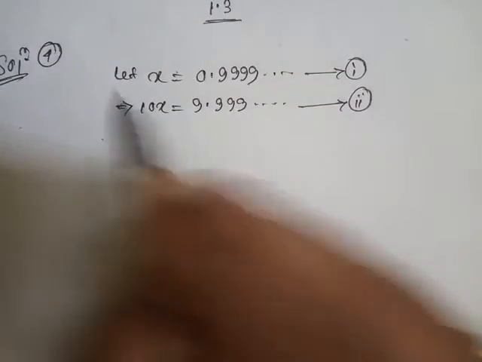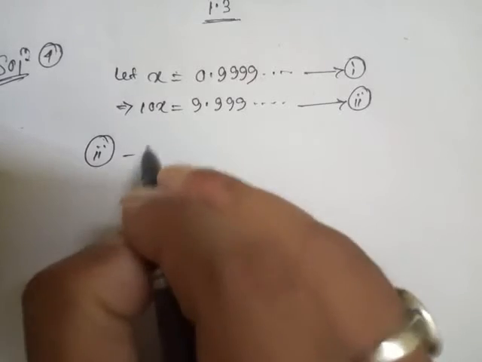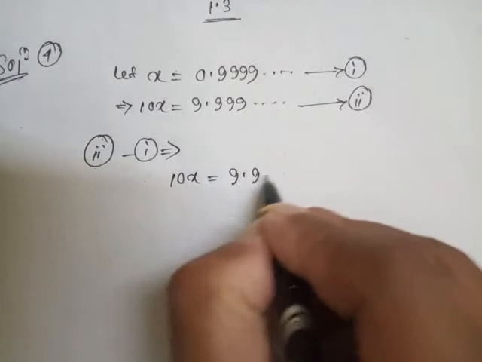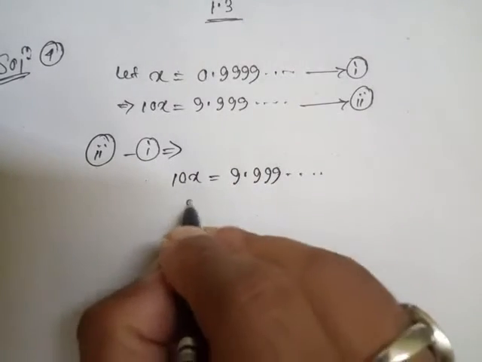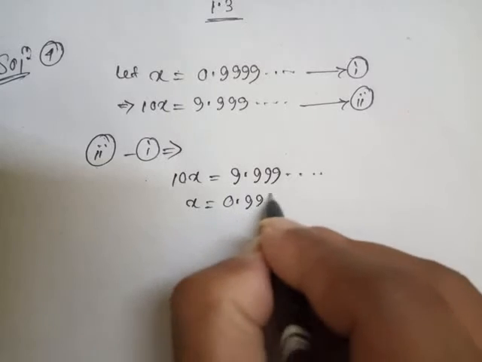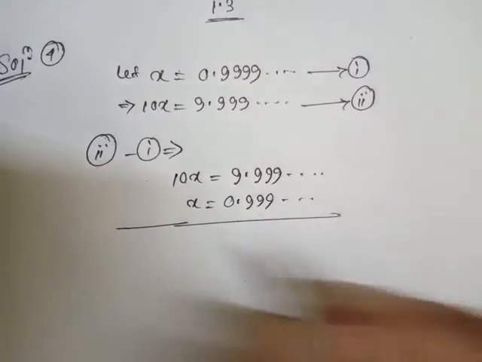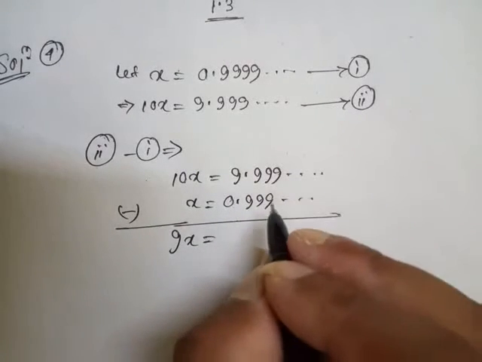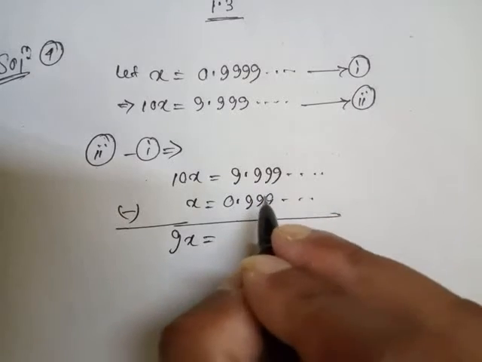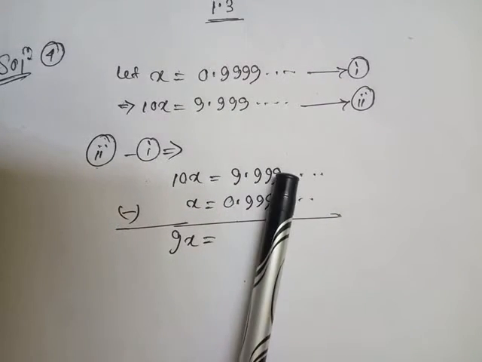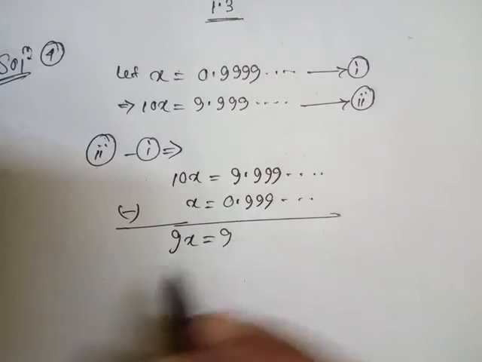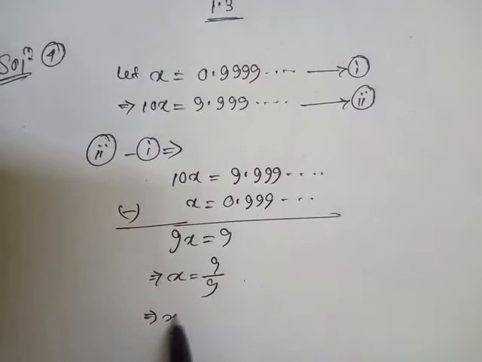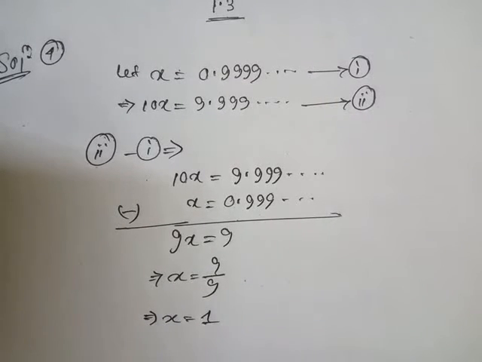This one I am taking as equation number 1 and this one as equation number 2. Now student, if I go for the subtraction, equation 2 minus 1, then what will happen? 10x equals 9.999... and x equals 0.999... Now just go for the subtraction. Here 10x minus x is 9x, and the decimal portion 0.999... cancels out for the subtraction, and the remaining part is 9 only. So 9x equals 9, x equals 9 by 9, so x equals 1. This is the answer of question number 4.